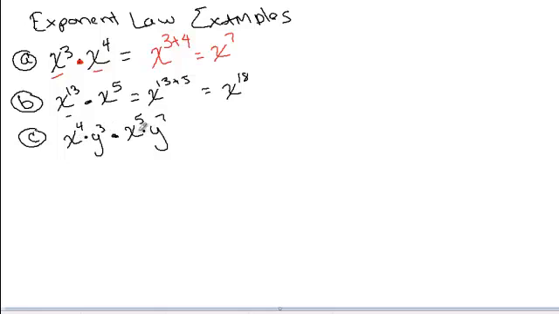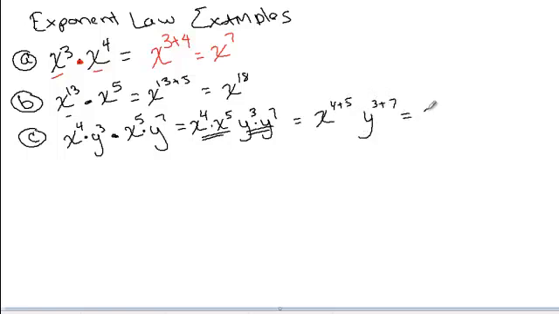So we also know that when it's all multiplication, we can completely rewrite things, rearrange things, and I'm going to rearrange this just for the sake of this demonstration. You don't have to take this step. x to the 4th, x to the 5th, y to the 3rd, y to the 7th. And now we see that we've got our like bases together. So we keep our like base of x, add the exponents. Our like base of y, add the exponents. And you're done. So this works for everything.